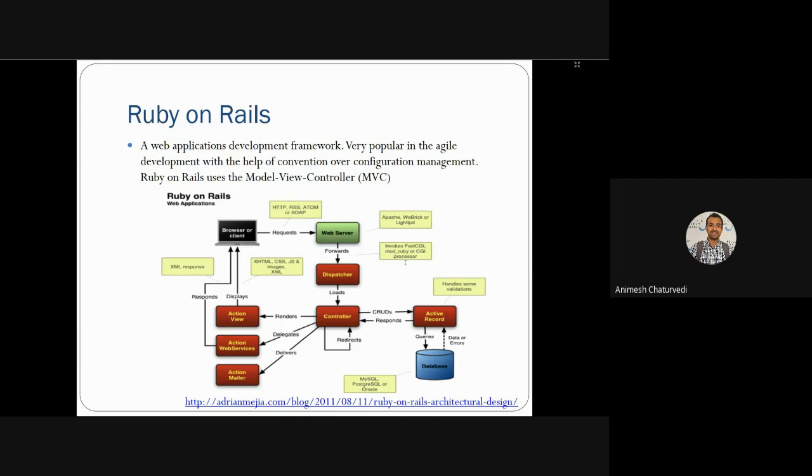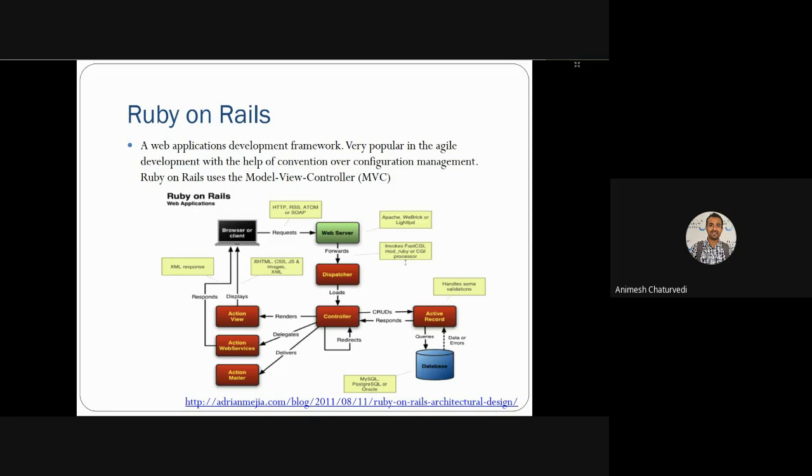Ruby on Rails uses model view controller, which we are going to discuss just now. So how does it manage? A browser, client, or Android device sends a request to the web server. Then what does the web server do? The web server sends it to the dispatcher.